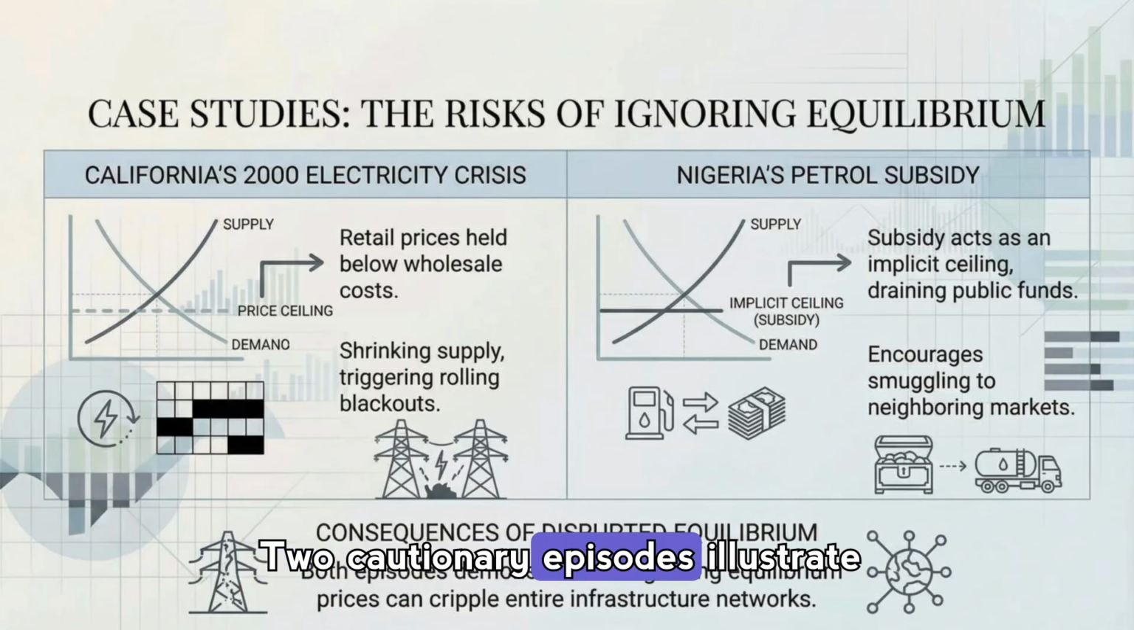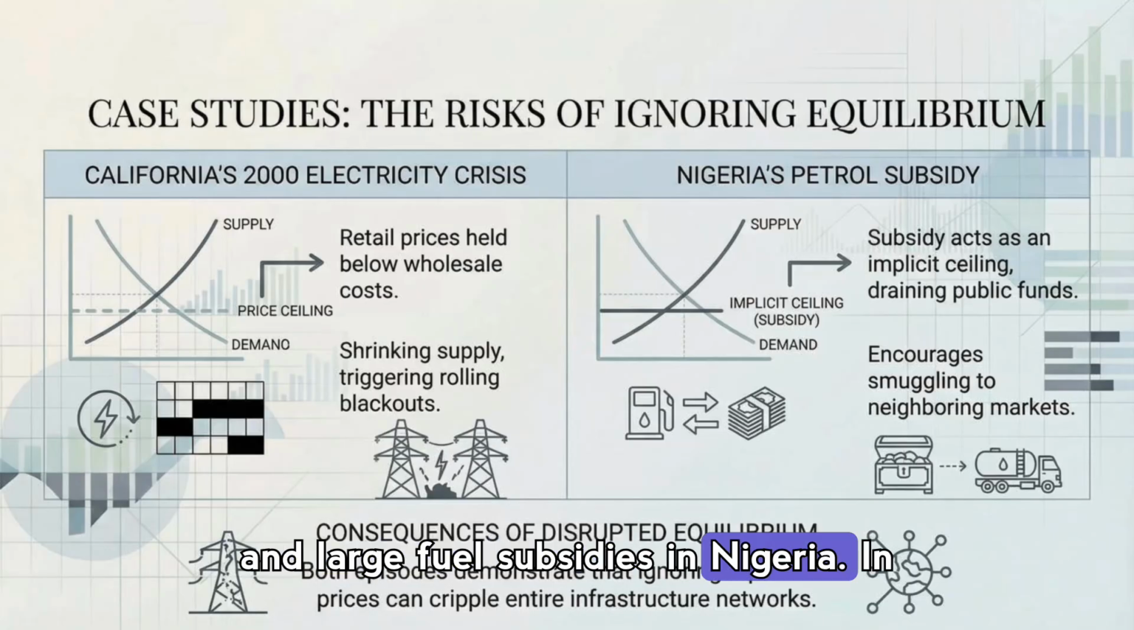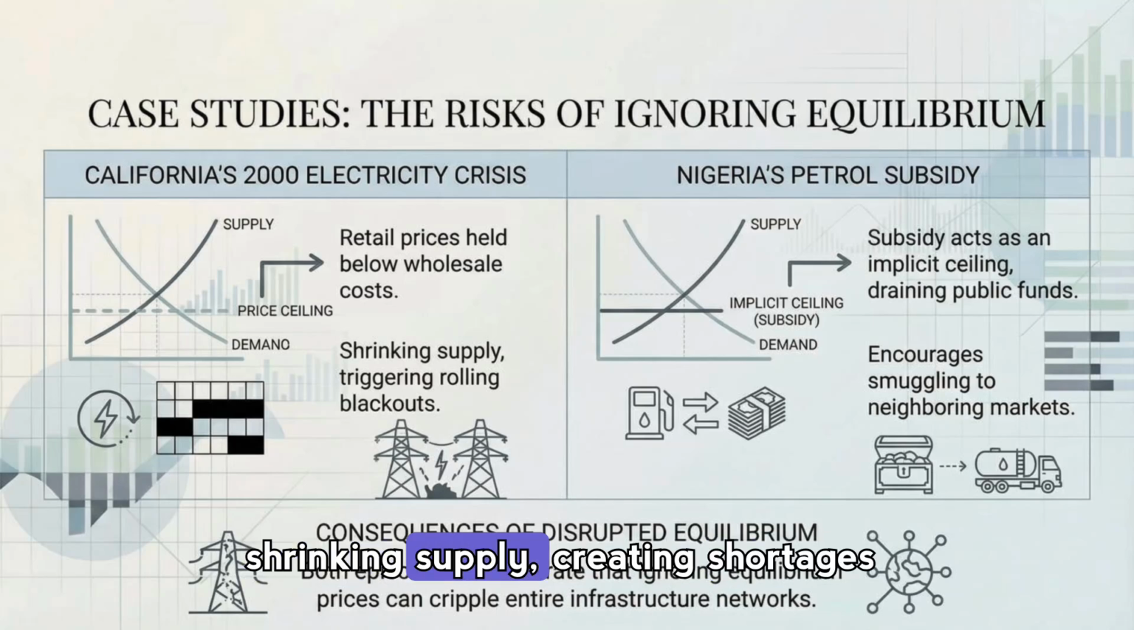Two cautionary episodes illustrate the risks of ignoring equilibrium: California's 2000 electricity crisis and large fuel subsidies in Nigeria. In both cases, controls kept retail prices out of step with costs, shrinking supply, creating shortages or smuggling, and ultimately straining infrastructure and public finances, underscoring how equilibrium disruption can cascade through networks.